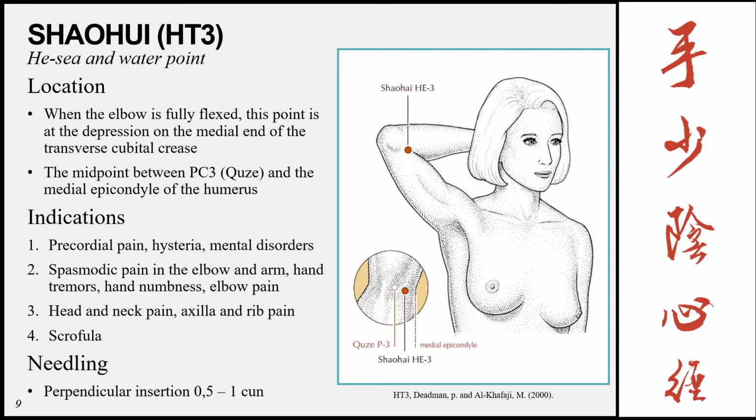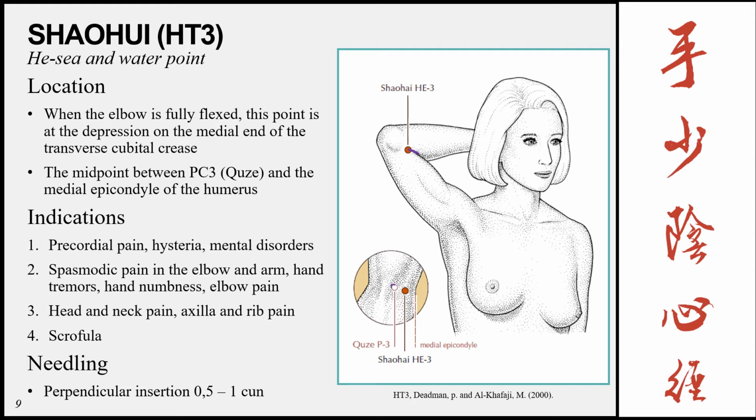The next point is SHAOHUI, heart 3. This is the Ying-spring and water point of the meridian. And this point is located when the elbow is fully flexed. This point is at the depression on the medial end of the transverse cubital crease. So this crease over here that forms when you flex the elbow, this point is on the medial end of this crease. It can also be located using the midpoint between pericardium 3, which we'll learn about in later lectures.